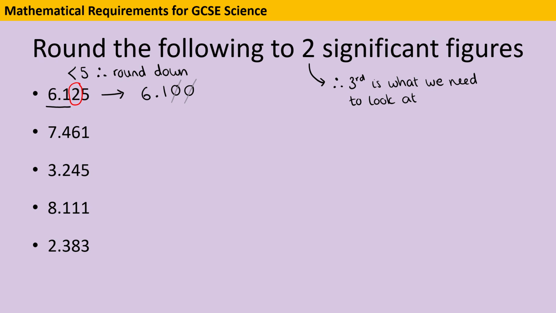So for this next one, the value that we're looking at is the 6. That's greater than 5, so we're rounding up. And so we're going to give our answer as 7.5. And again, we're not including additional zeros after that because they would still be significant figures.